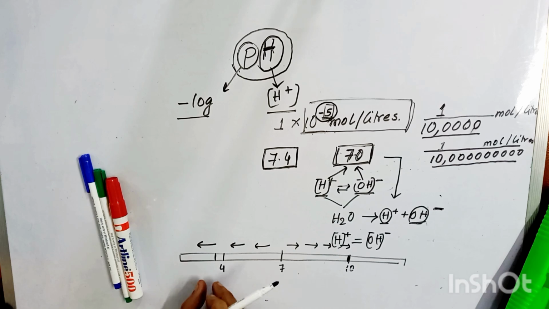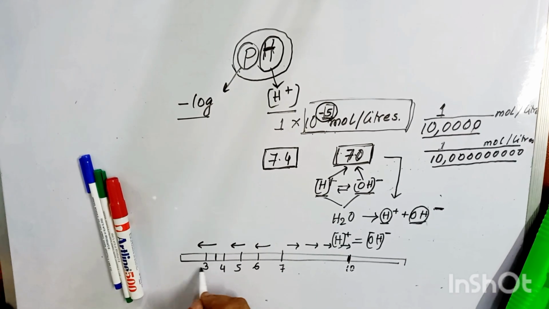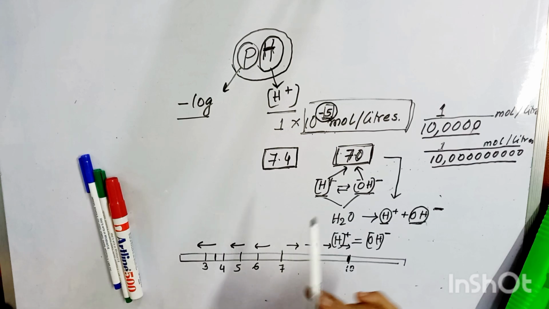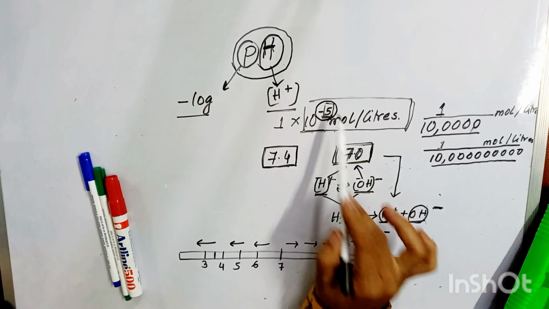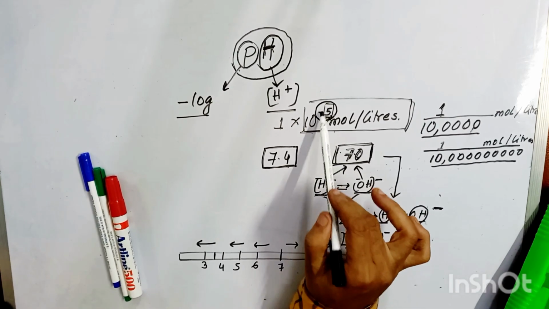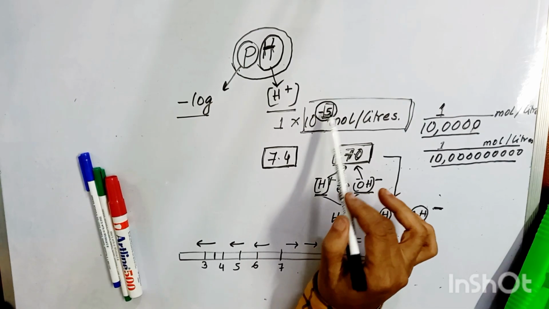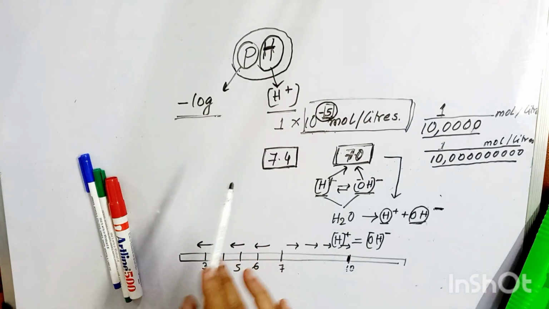Because if the value goes down from 7 to 6, 5, 4, 3, the hydrogen ions are increasing in concentration. A pH of 7 is actually 10 to the power minus 7, because this is a log scale. While we say pH, it's a log scale. I'll explain that to you now.